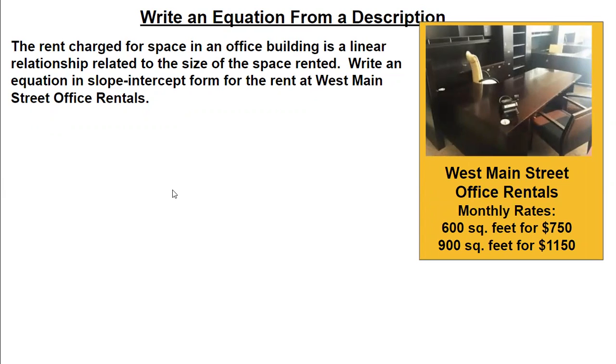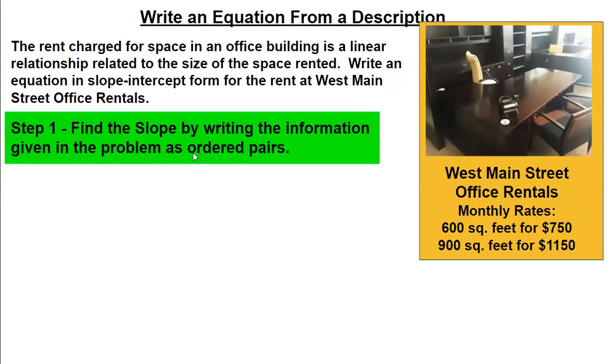Here is West Main Street office rentals. If you get 600 square feet of office size, you're going to pay $750 for that. If you get 900 square feet, a little bit bigger of an office, you're going to pay $1,150. That's going to be the monthly rent. So step 1, find the slope by writing the information given in the problem as ordered pairs. What are ordered pairs? Well, I don't see any ordered pairs in there. Do you? Of course, you should.